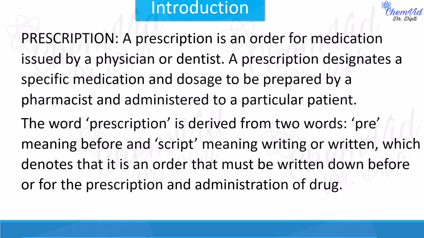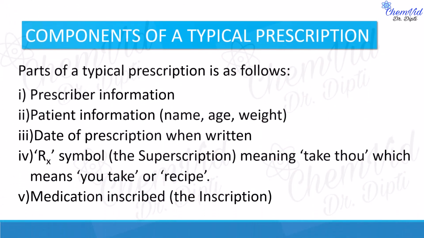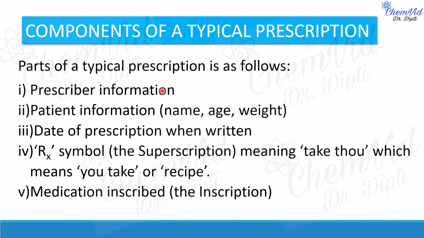Now after the introduction comes the components of the typical prescription. See, a prescription includes various subheadings. The first one will be the prescriber information, that is the doctor's information will be included. Then comes the patient information. Patient information will include his name, age and weight. Then comes the date of prescription. This is very important. While reading the prescription, one should observe that at what date the prescription is written.